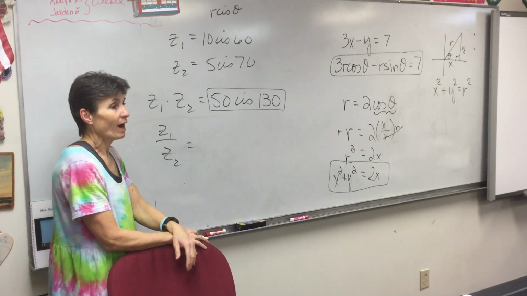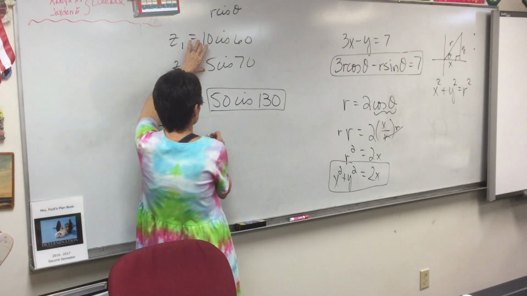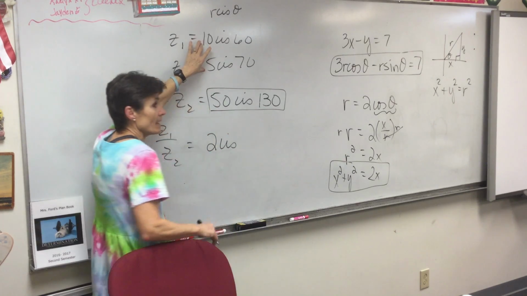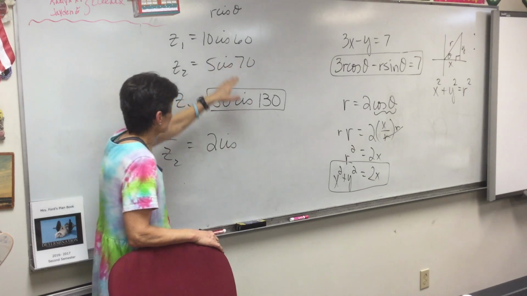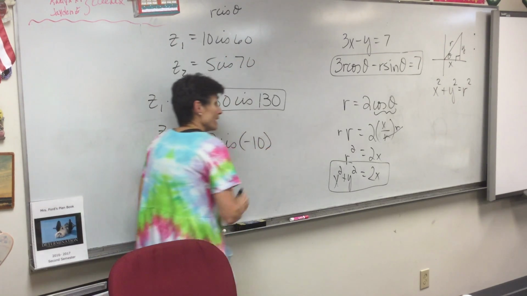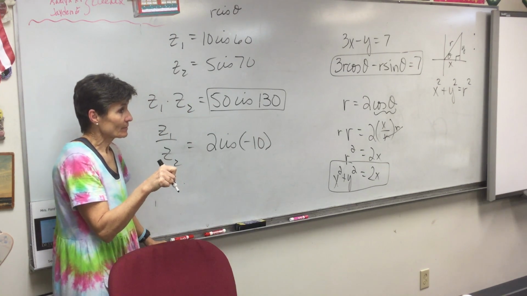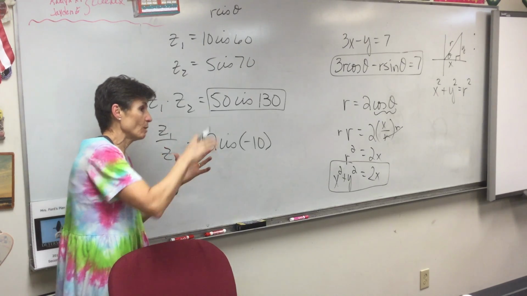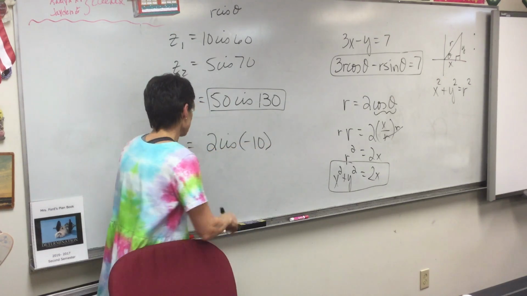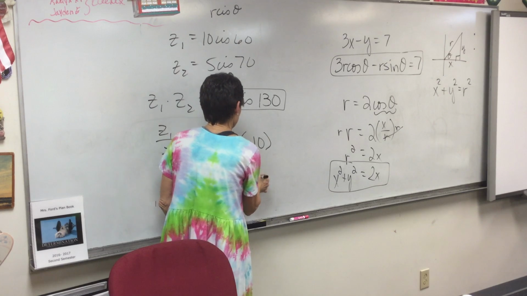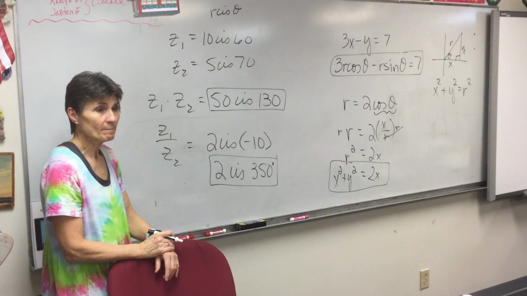Now, what do we do when we divide? We divide these, so that would be 2. And then we subtract these. Now, this is bad, because when I subtract those, I get negative 10. You're not allowed to have a negative answer. It's too small. It has to be 0 to 360. So when you get an answer that's too small, you add 360 to it. So the final answer would be that. Right?